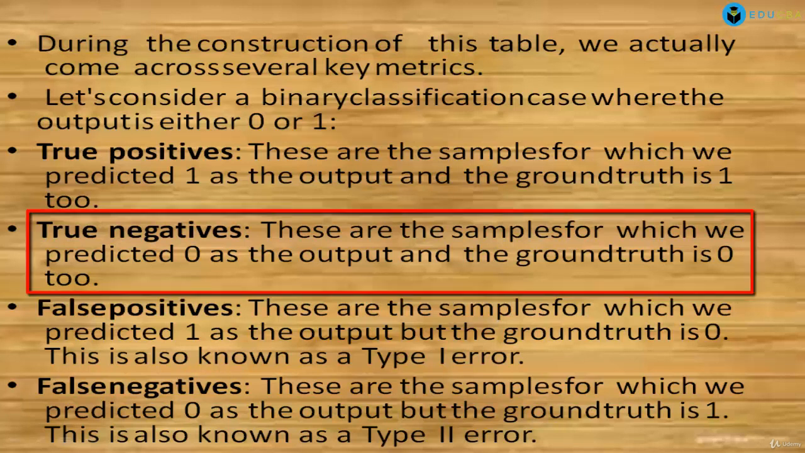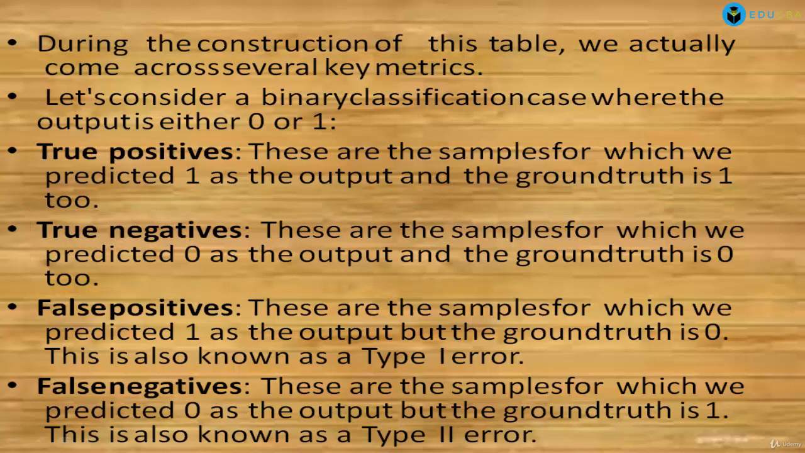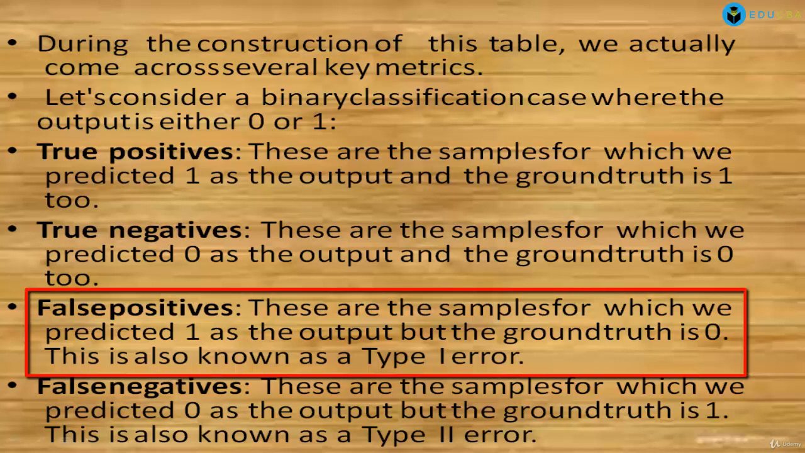Next is true negative, in which these are those samples for which we predicted 0 as the output and the ground truth is 0 too. So that is your true negative: output is 0 and ground truth is also 0. Now false positive: these are those samples for which we predicted 1 as the output but the ground truth is 0, and that's why it is false positive. This is also known as a type 1 error.